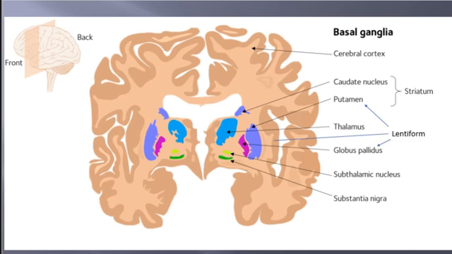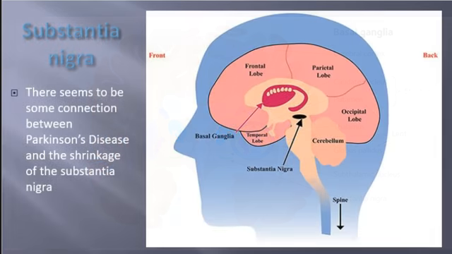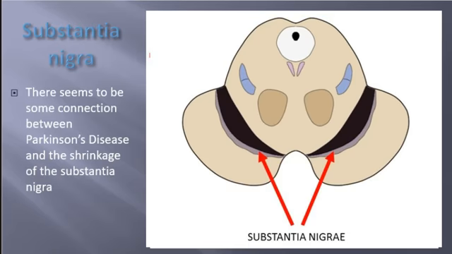And I want you to particularly look at the substantia nigra. Here's our lentiform, and here's our substantia nigra right here. There seems to be a connection between that and Parkinson's disease and the shrinkage of that little nucleus inside there. So if we look at it here, this part tends to shrink up. We've noticed that in Parkinson's patients.